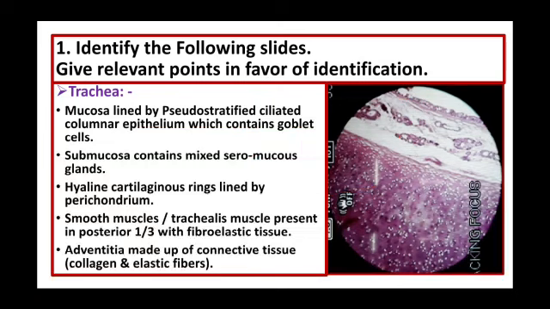So in case we change the field, we may be able to see the smooth muscles, that is the trachealis muscle, and apart from that, the adventitia tissue also may be made out.